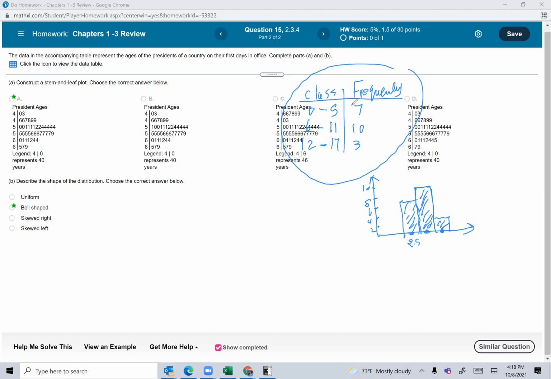And how do I know that? I just add the class width. The class width is 6. 0 to 6 is 6, 6 to 12 is 6. So it will be 8.5. And this one is 14.5. This is what we call a histogram.